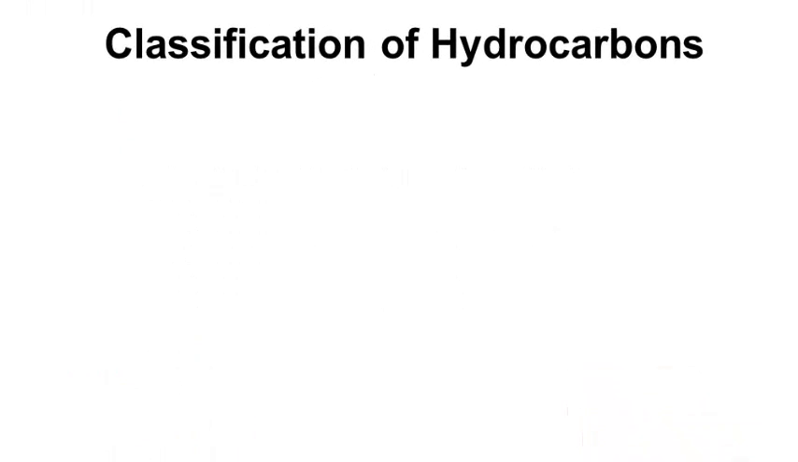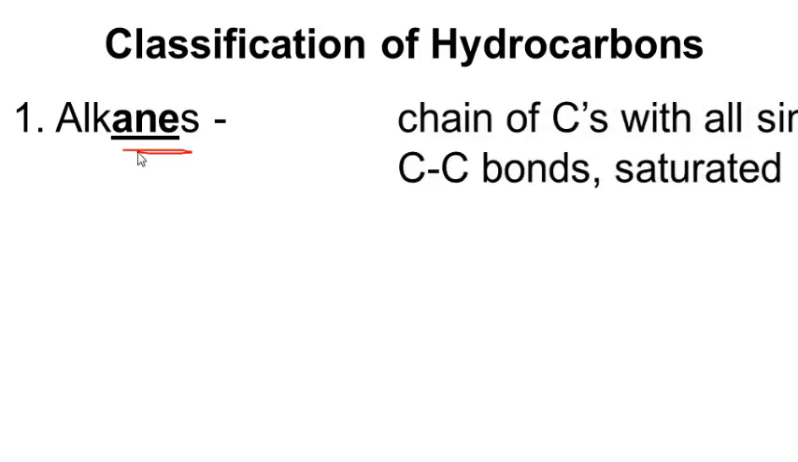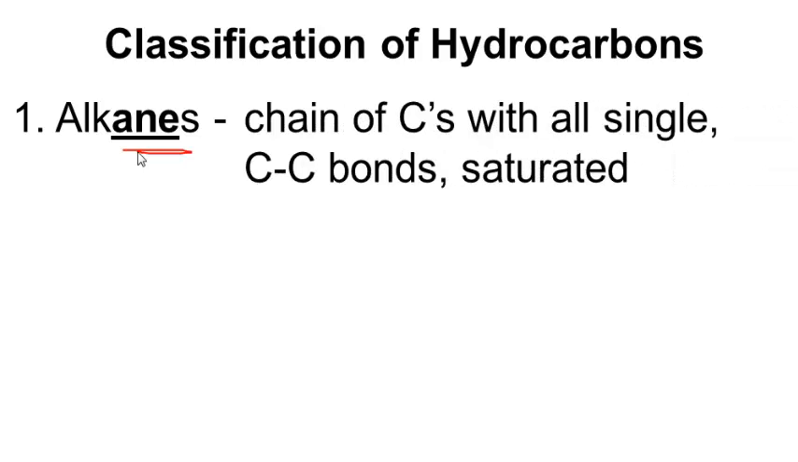So, classification of hydrocarbons. We're going to put hydrocarbons into 3 categories. The first category is the one we're going to work on today the most. That's called alkanes. Alkanes we'll know because they end in A-N-E as a suffix. So alkanes contain all single bonds. And we say these are saturated because since they're all single bonds, no more hydrogen atoms could be attached to them. The next group is called alkenes, E-N-E.